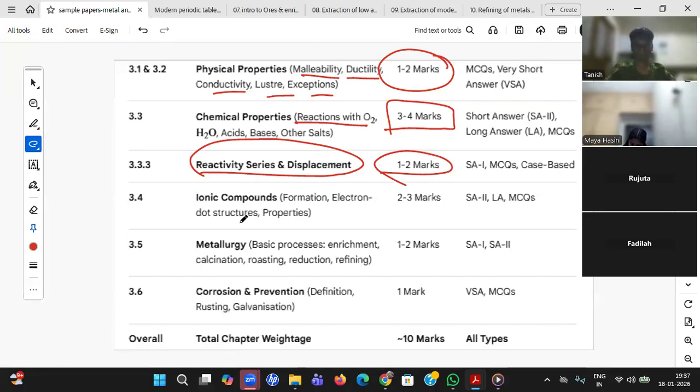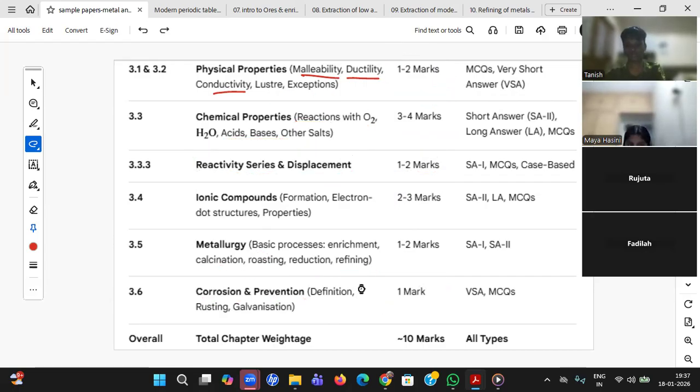Ionic compounds, electronic configuration, properties, 3 marks. Okay, metallurgy, just now we have discussed how the roasting, reduction, refining happens. That comes for generally 1 to 2 marks. Corrosion and prevention, the last topic, that for 1 mark. In that way you can expect 10 marks from this chapter, student.